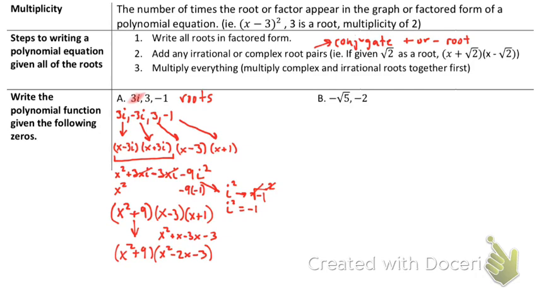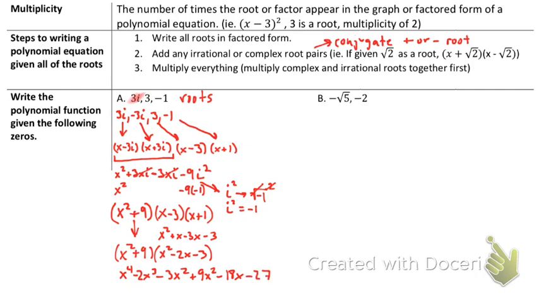So we're going to go x squared times x squared, that's x to the fourth. X squared times negative 2x, that's negative 2x to the third. X squared times negative 3, that's negative 3x squared. And now we're going to go 9 times x squared, that's positive 9x squared, 9 times negative 2, that's negative 18x. And then 9 times negative 3, that gives me negative 27.